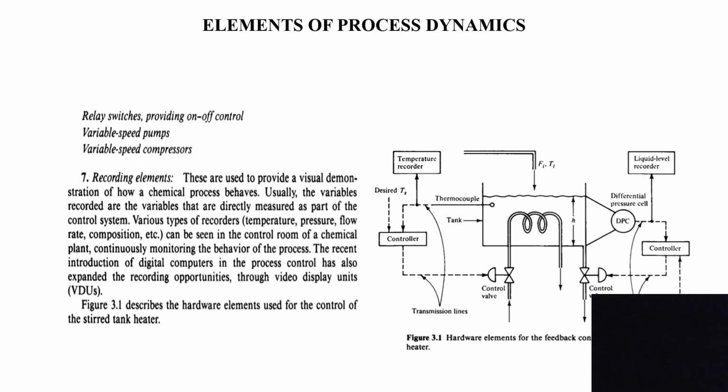And last is a recording element. These are used to provide a visual demonstration of the chemical process behavior. Usually the variables that are directly measured as a part of the control system are recorded. Various types of recorders are available in the control room, which display the visual display unit of the particular system. These are the hardware elements of the system.